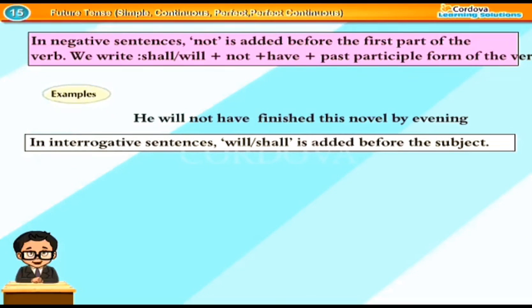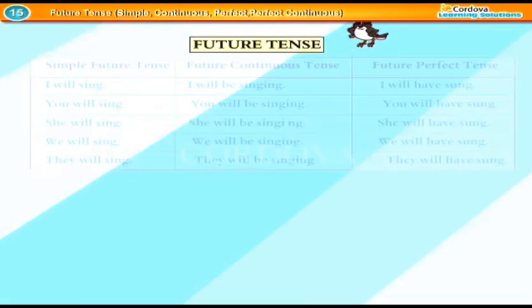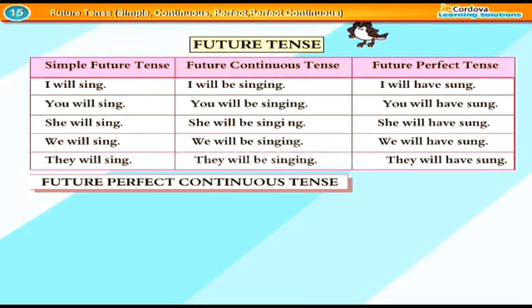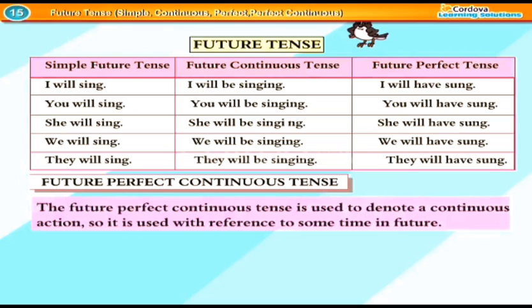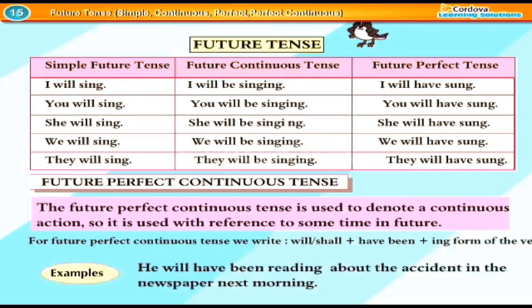In interrogative sentences, will, shall is added before the subject. Example: Will he have finished this novel by evening? Future perfect continuous tense. The future perfect continuous tense is used to denote a continuous action, so it is used with reference to some time in future. For future perfect continuous tense, we write will, shall, plus have been, plus ing form of the verb. Example: He will have been reading about the accident in the newspaper.